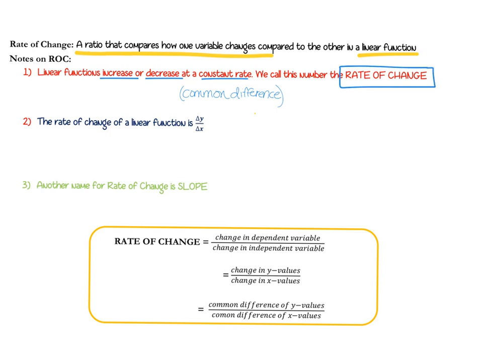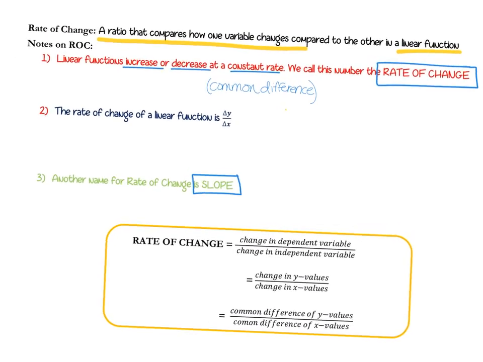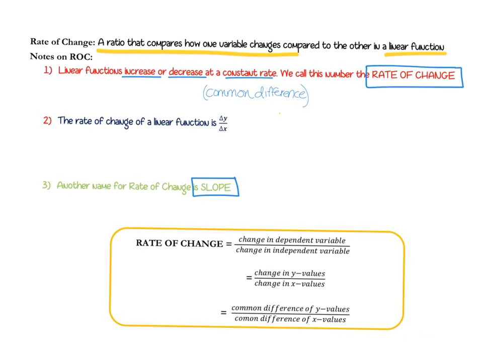And the rate of change is also known as the slope, which I think a lot of you guys have heard before. That's why linear functions graph a nice straight line, because for every x value that's increasing, the y value is increasing by the same amount every time, creating a linear relationship.